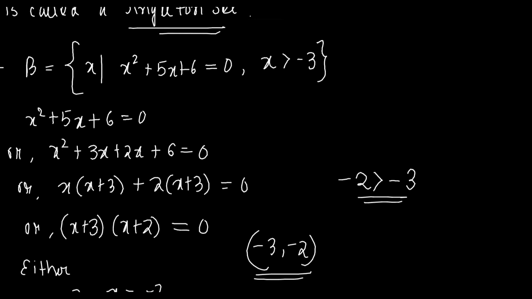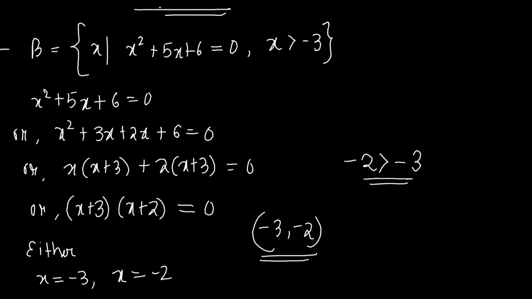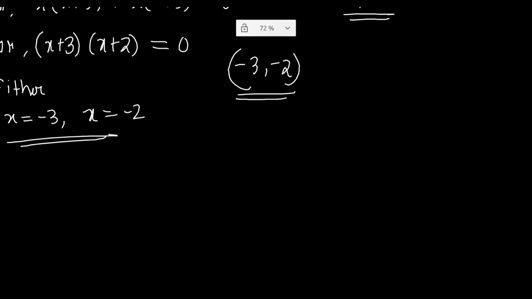Actually the values of x satisfying this equation are 2, that is, -3 and -2. But here a condition is given that x cannot be equal to -3; it is greater than -3. So we have to take only the value -2, not -3. We cannot take the value -3. So here the set B will have only one element.